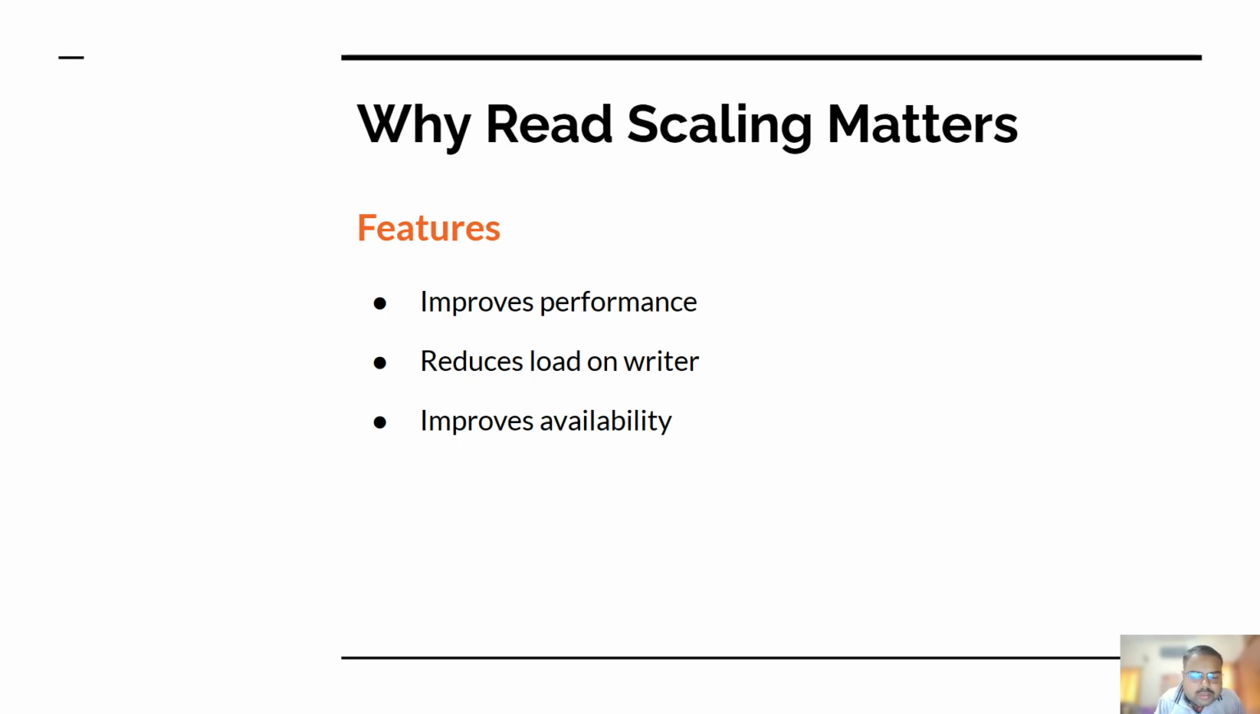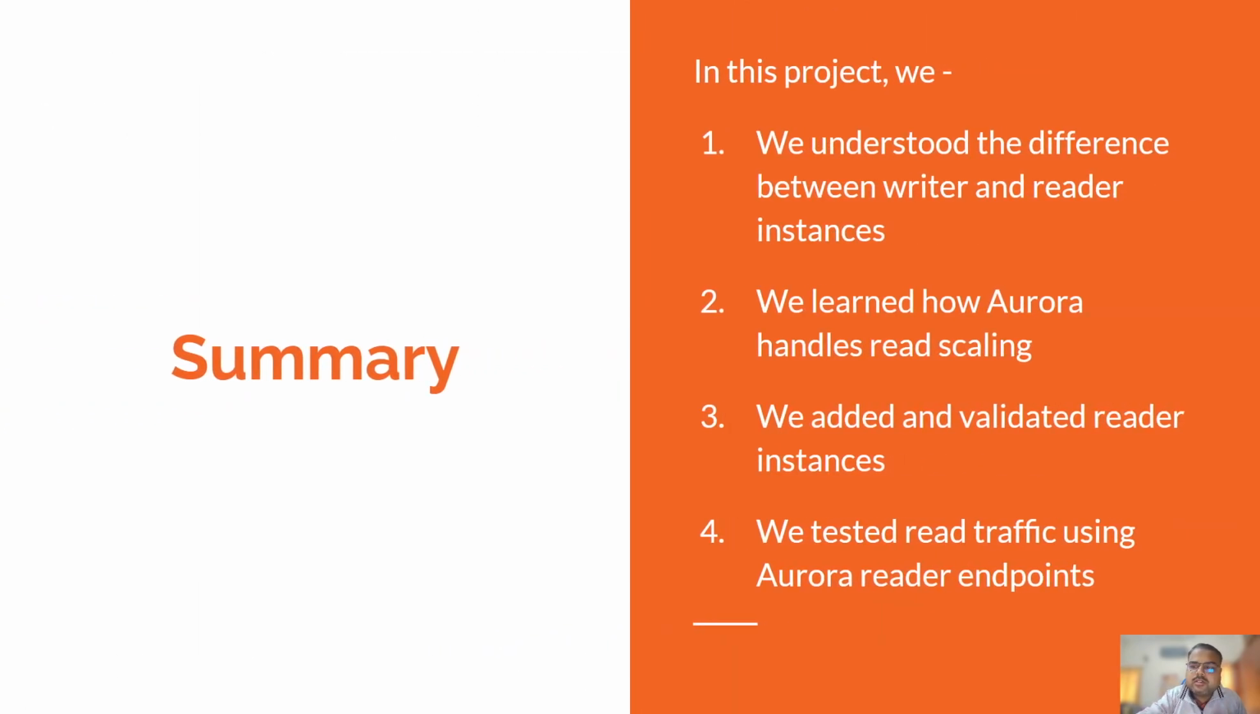Secondly, it reduces the load on the writer instance, improving the write stability. And the third most important point is that it improves the availability, because if one of the readers fails, others can still serve the traffic. This makes Aurora highly suitable for large scale, read heavy applications. So these are a few benefits of using the Aurora cluster: it improves the performance, reduces the load on the writer, and improves the availability. Let's go to the summary of this tutorial.